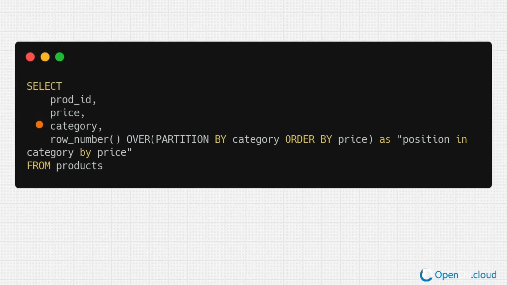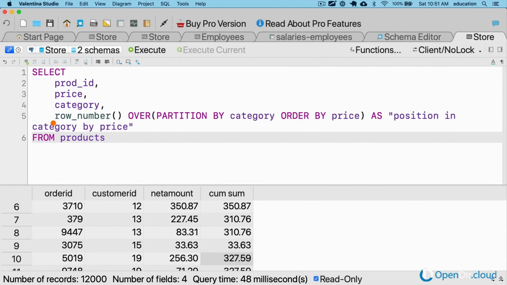So we select product ID, price, category, row number. And row number is a function that you don't have to give a parameter because it's just going to generate a number for you. And so we do it over the partition by category, order by price, and we're going to say position in category by price, just to give our column a nice name. So let's look at what that does. So over here, you can see that we have our query ready to go and ready to be executed. So let's do that real quick.